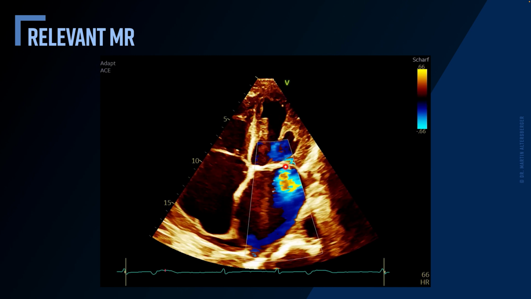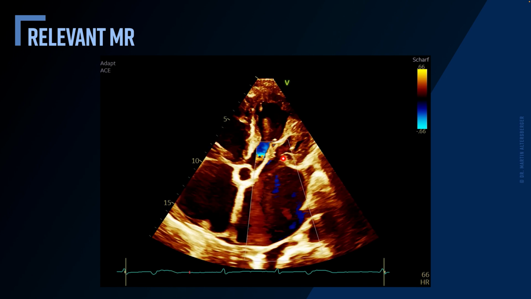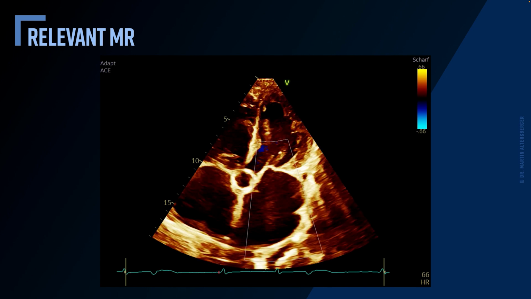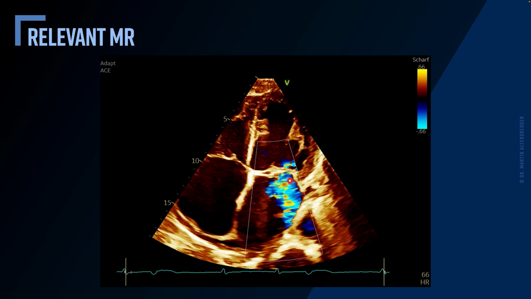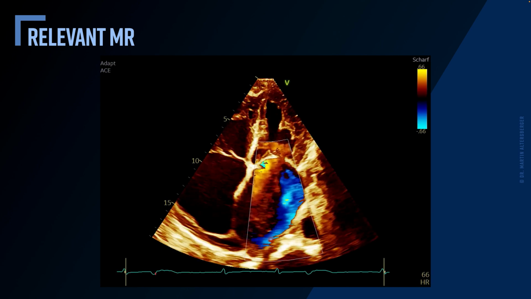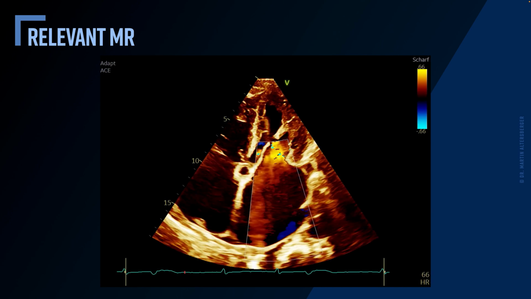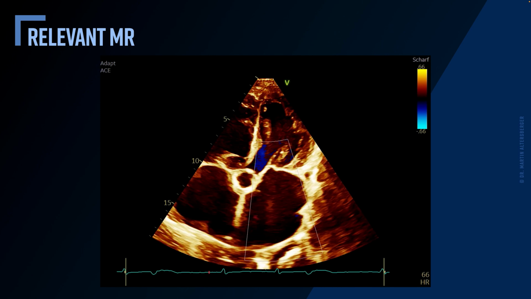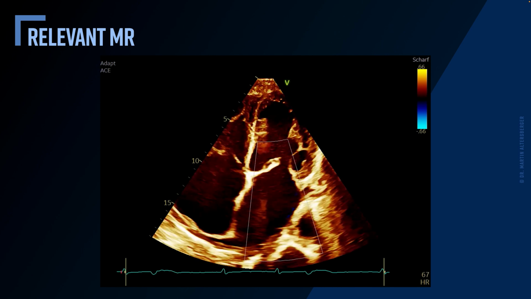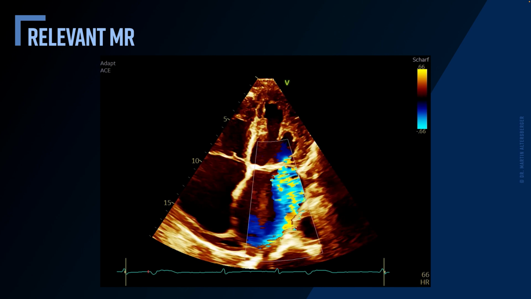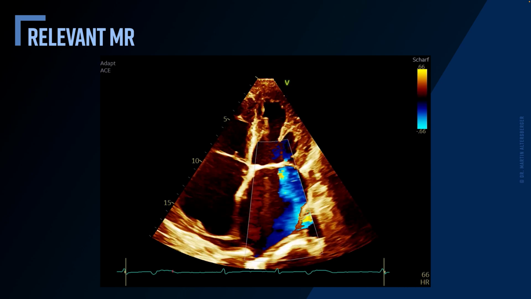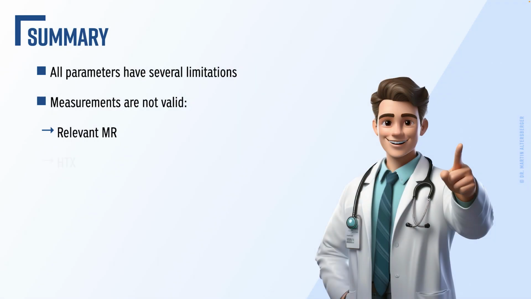And here you have the vena contracta. Here this piece, of course, is not a measurement for PISA, and you have a somewhat eccentric jet over here. So when you have relevant MR, so more than just moderate, all the measurements for diastolic dysfunction have to be evaluated if they are truly measurable. So when you have MR, think about that it's not possible.